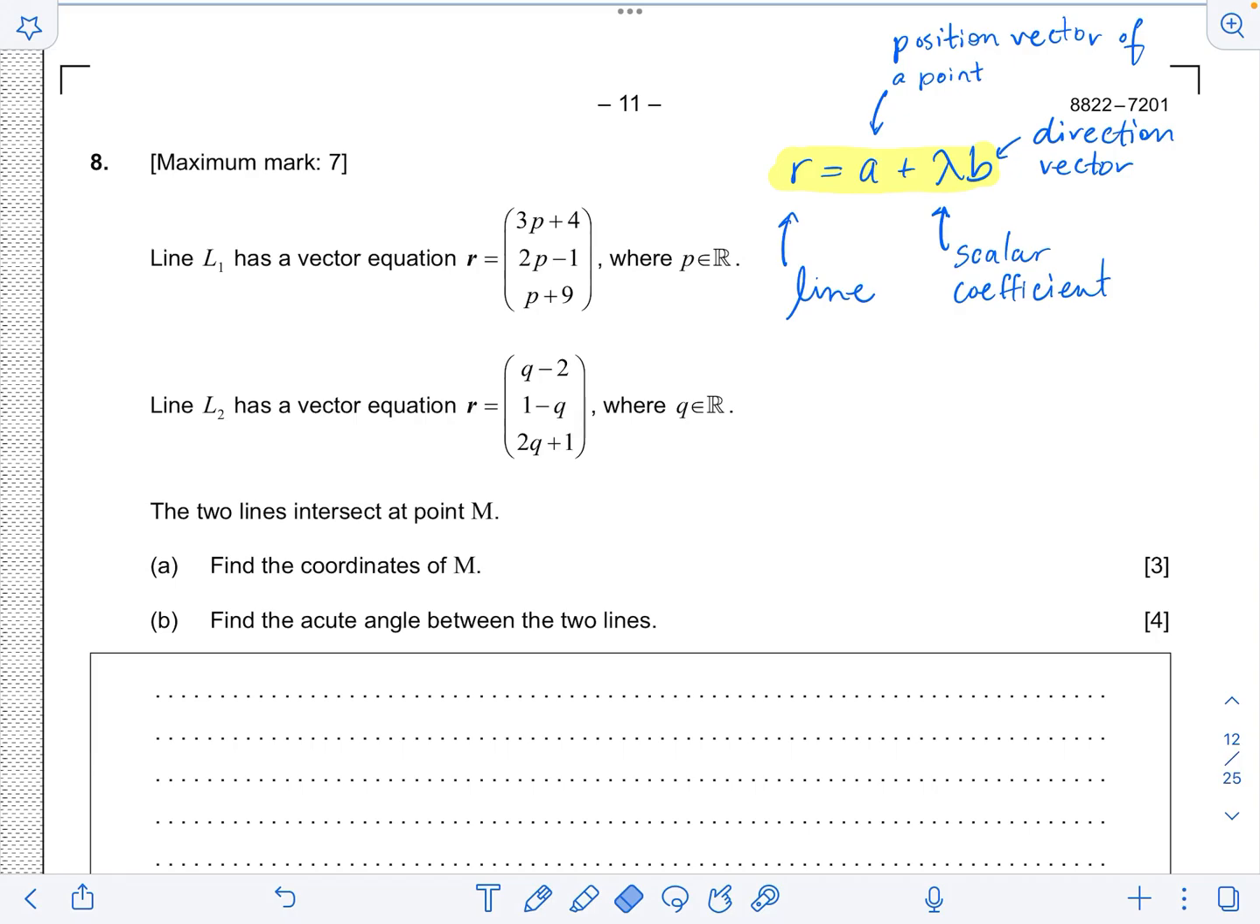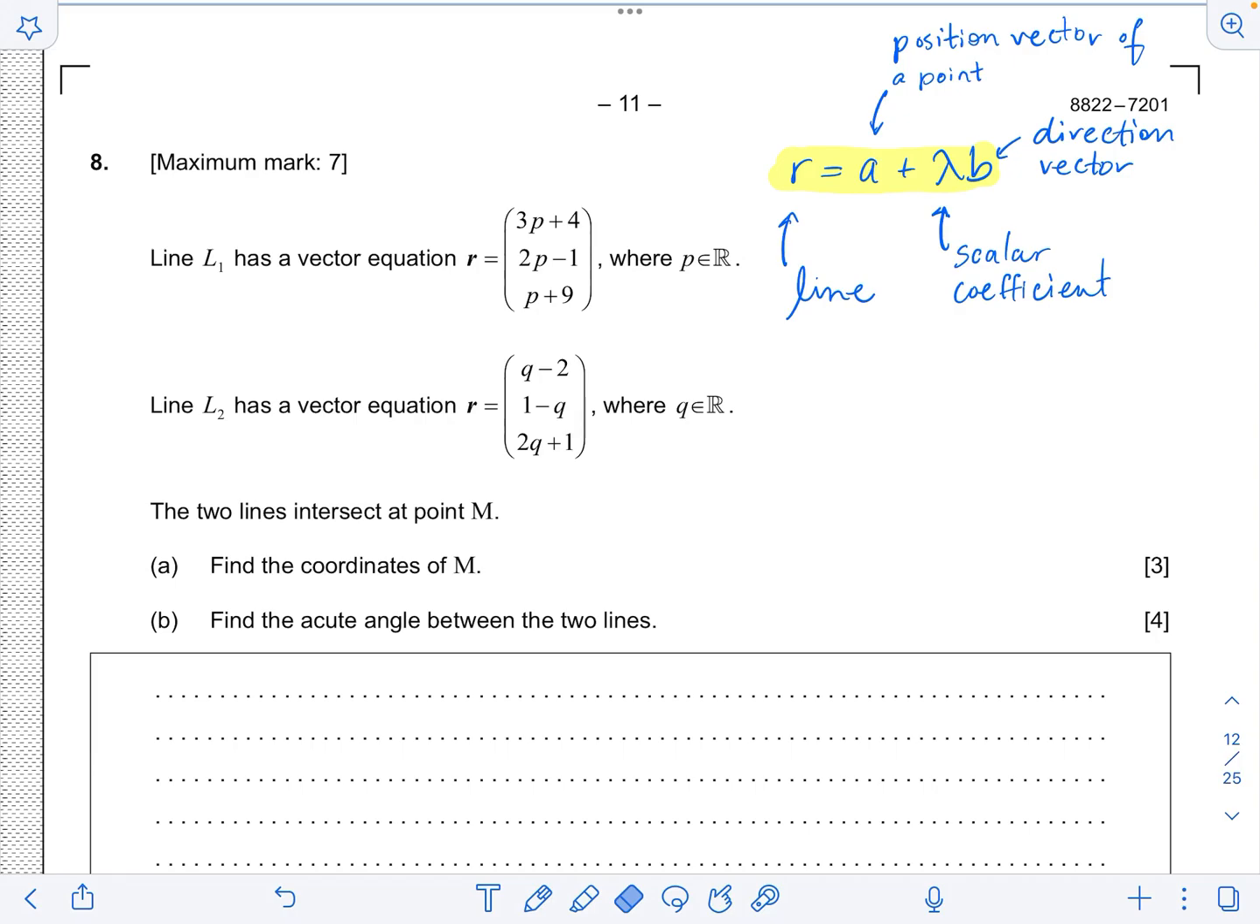So you can see here highlighted in yellow, this is the general form for a vector equation of a line. So r is the line, and a is a point, the position vector of a point that the line runs through, and the direction vector is b.